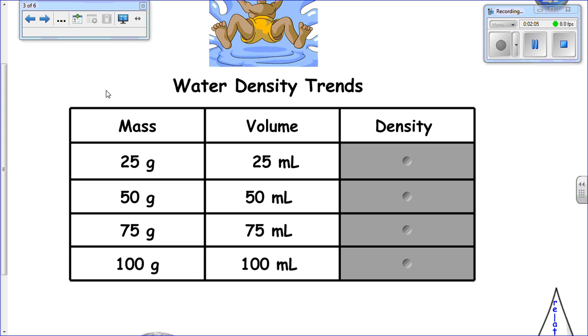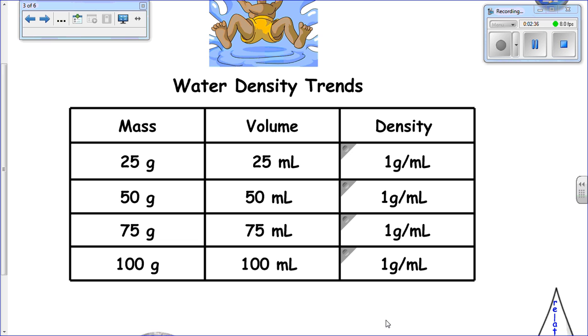Again, density equals mass divided by volume. 25 divided by 25 gives us a density of 1 gram per milliliter, which is also the density of water. This next one, 50 divided by 50, 1 gram per milliliter. 75 grams divided by 75 milliliters, 1 gram per milliliter. 100 grams divided by 100 milliliters is 1 gram per milliliter. Water will always have a density of 1 gram per milliliter.